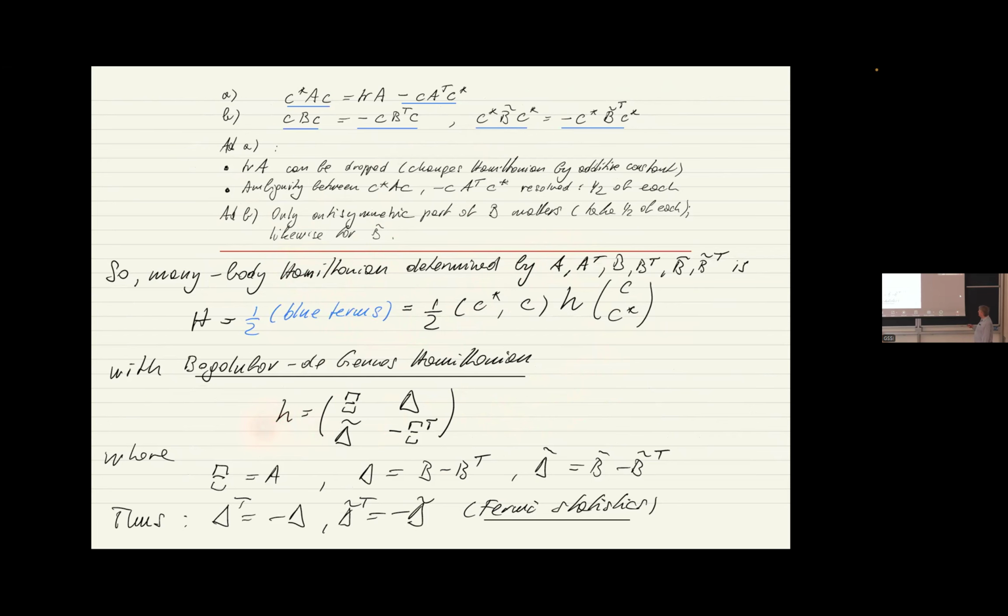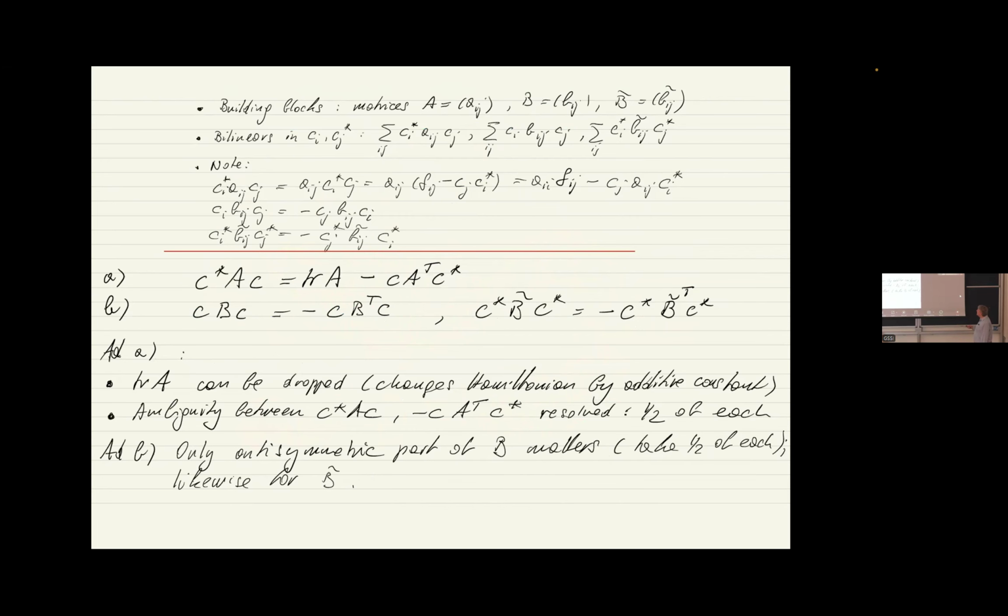And there is still this ambiguity between this writing and the other writing, and we'll resolve it just by taking one half of each. And what you see from here is that only the antisymmetric part of B matters. And so we can just retain that one and drop the symmetric part of it.